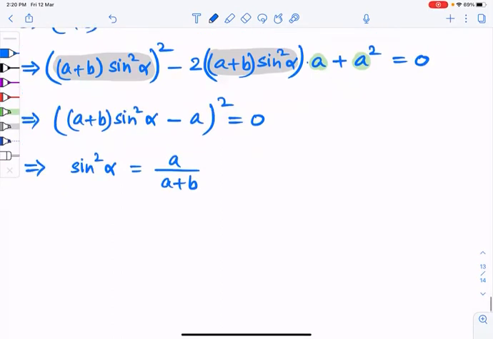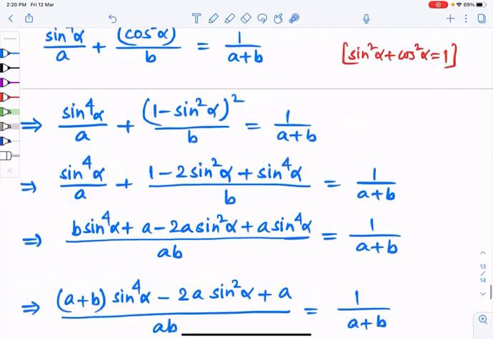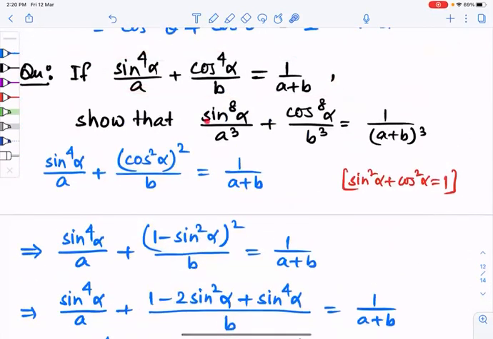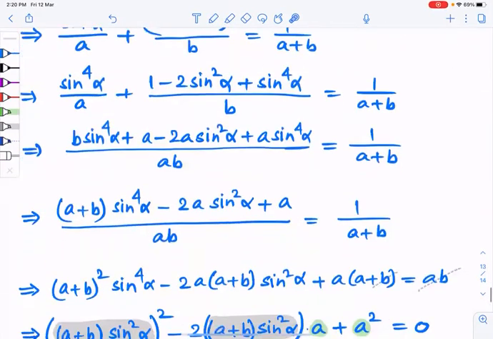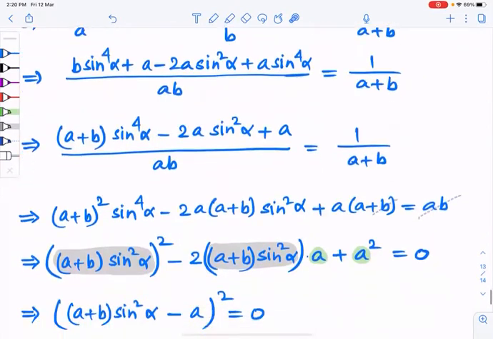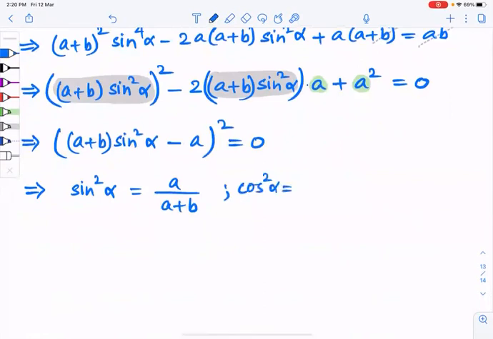Okay, so this is a nice result. I just got a value of sine square alpha from this big relation. I can put the value of sine square alpha here, but I need cos square alpha also. Let us see. This will also imply cos square alpha equal to 1 minus sine square alpha, which will be b by a plus b.